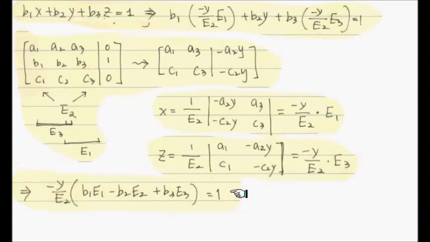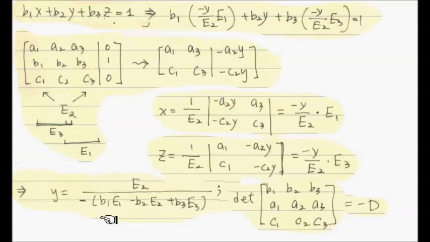I'm down here and I've factored out, and e2 is a common denominator. I've factored out, and we're left with b1, e1 minus b2, e2 plus b3, e3, and then negative y is factored out. Okay, so y will be this long thing in the denominator, and e2 in the numerator. That's what y is. But let's look at this determinant, b1, b2, b3. That looks like a determinant.